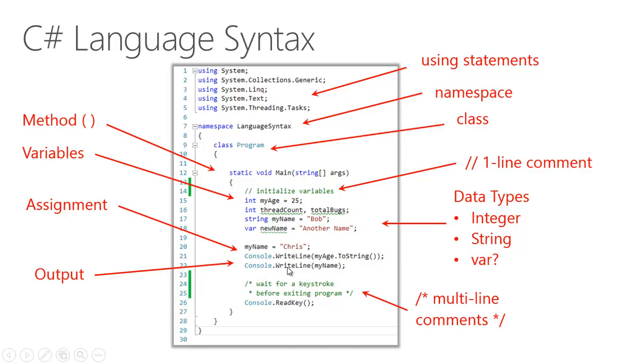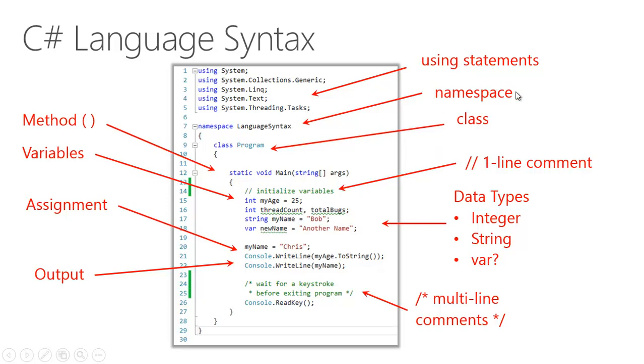We do console.writeLine to write those values out. We're able to write out numeric values like my age. We're also able to write out string values like my name. And finally, we use console.readKey. Again, this is very specific to console applications, just to wait for a keystroke before the program exits.